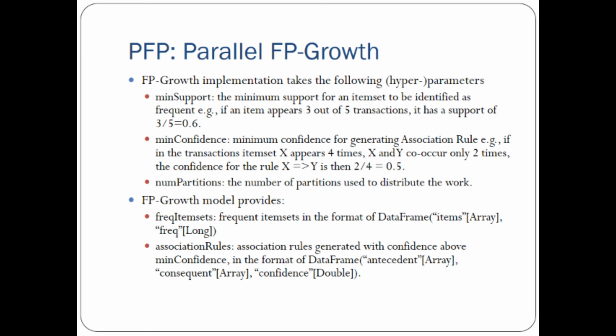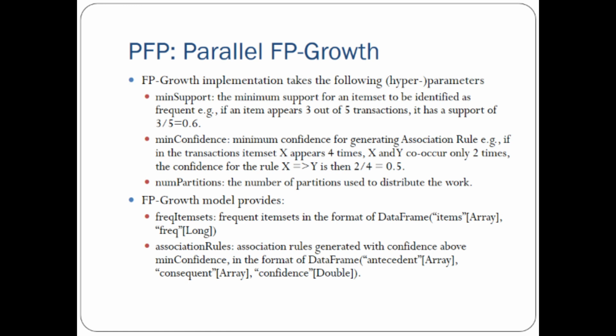Then in the FP growth model, you provide the frequent item set in this format to the data frames. It means you have items with some array, and you have frequency with some value stored, like 0.5, 0.4. 0.6 was the value that we had calculated for the support in the example. So you have the data frame of frequent items formatted such that you have an item array and the frequency of those. And then you generate the output as association rules.